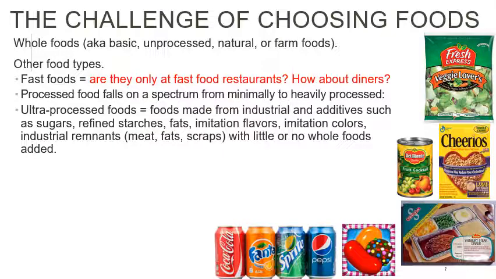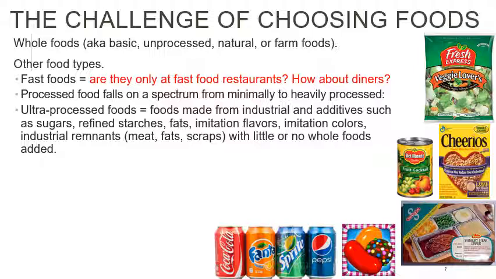There are other types of food. Fast food. We all know what fast foods are. Are the only type of fast foods like McDonald's, Burger King, Wendy's, Popeyes? No, diners also have fast foods, like the fries, the hamburgers. What do I mean? Because you make the food fast. That's fast food.